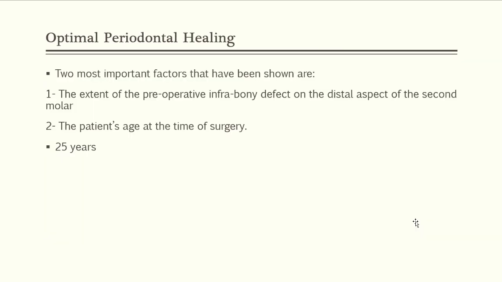Now, for optimal periodontal healing, the two most important factors that have been shown are the extent of the preoperative infrabony defect, how much the defect was before the extraction, and the age at time of surgery. If the patient is under 25 years of age, even if the defect was a bit high, with lots of bone resorption, let's say a 3, 4, 5 millimeter pocket, it can come back. It can if the patient is younger than 25 years of age. If older, not really.